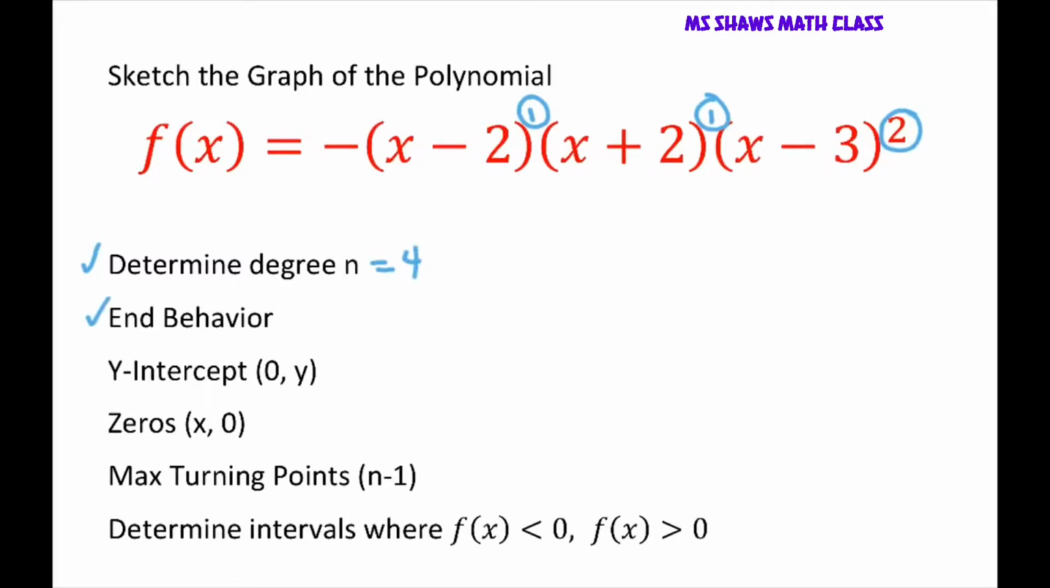We'll talk about end behavior momentarily. Our maximum turning points is going to be 4 minus 1. We're going to do this after we graph. We're going to find where y is negative and positive. And our y-intercept is when x is 0. So let's plug in 0 here.